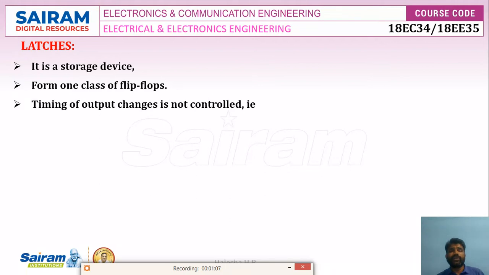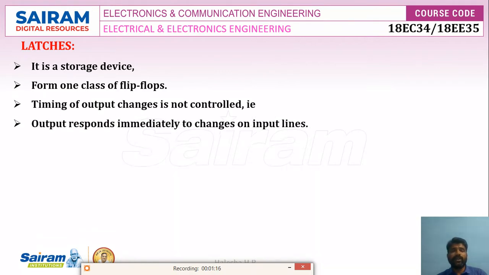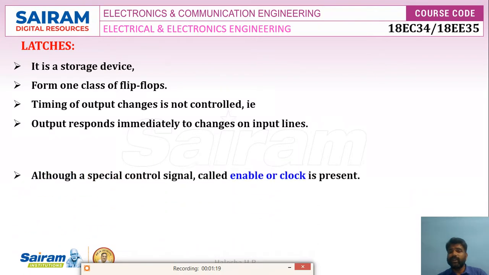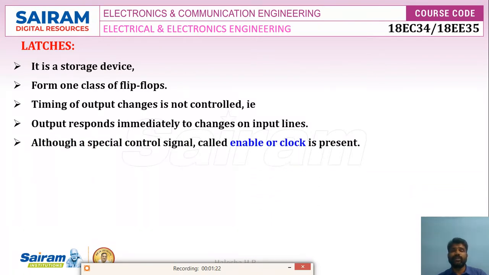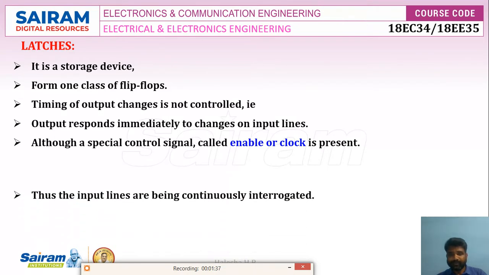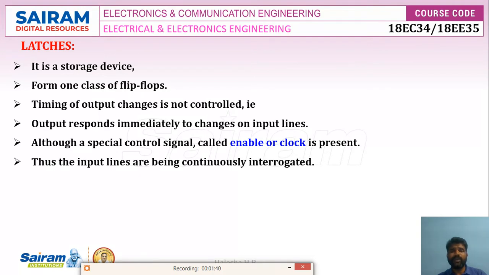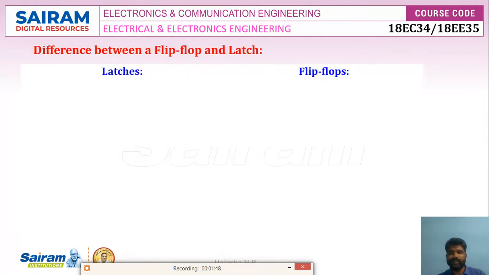In latches, the timing of output changes is not controlled. That means whenever the input changes, the output will be affected. The output responds immediately to the changes in input lines. Although a special control signal called clock or enable is present, the output changes immediately after the changes in input whenever the clock or enable signal is enabled. Thus, input lines are being continuously interrogated. That means inputs keep on being monitored. Whenever a change occurs, the output will change.